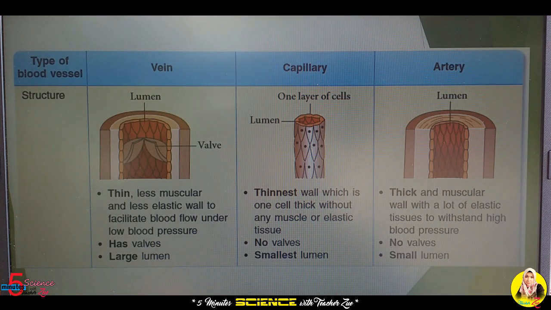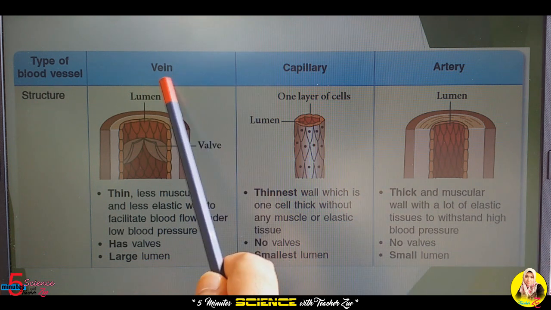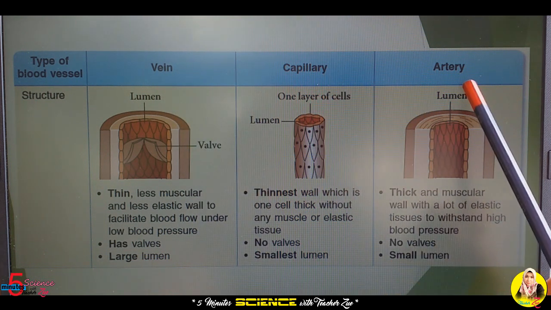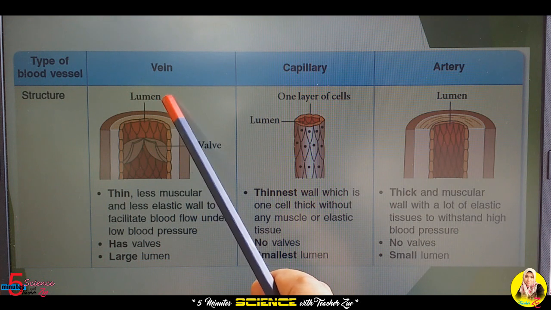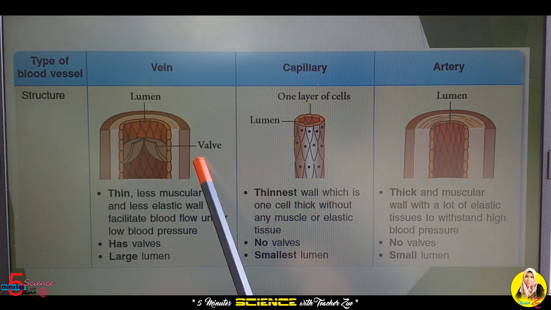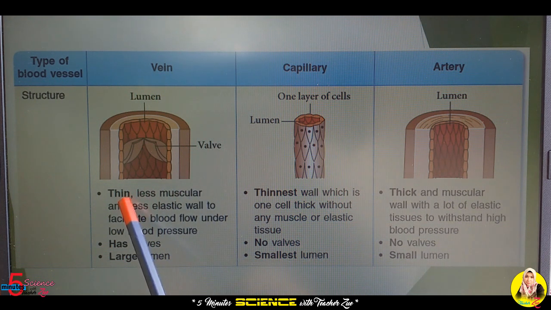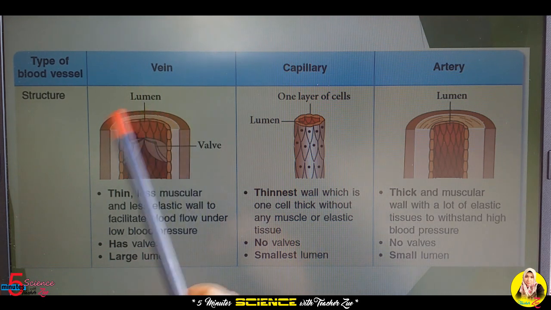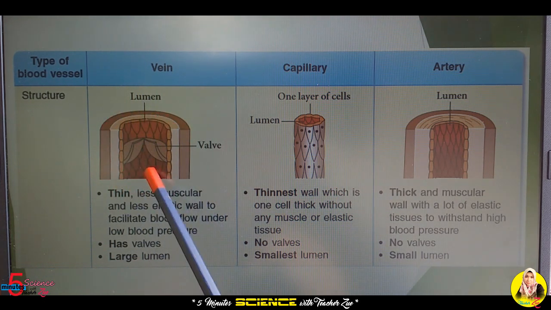This is the structure of vein, capillary, and artery. Okay, first look at the vein. It has lumen and valve. Vein has a thin, less muscular, and less elastic wall to facilitate blood flow under low blood pressure. Has valves and large lumen. Okay, this one is lumen, like a hole.